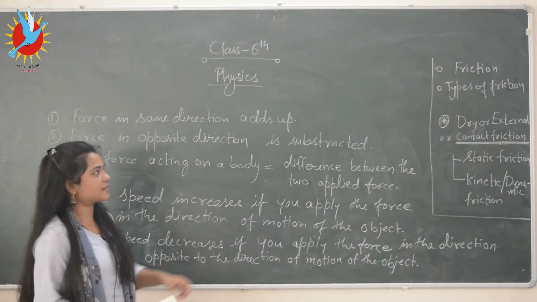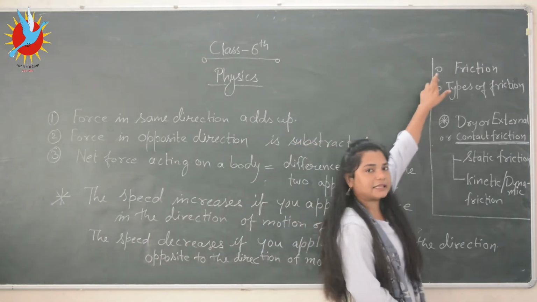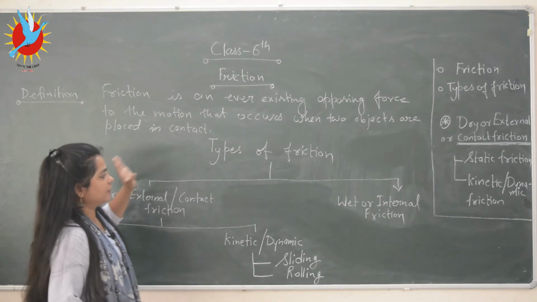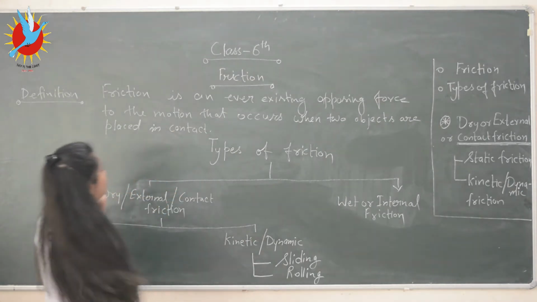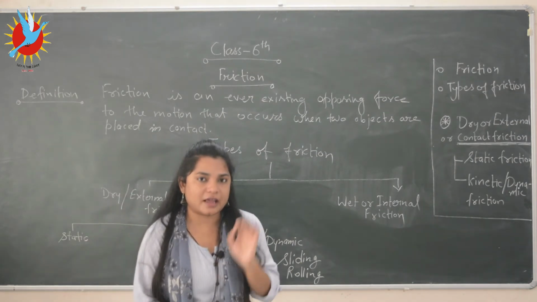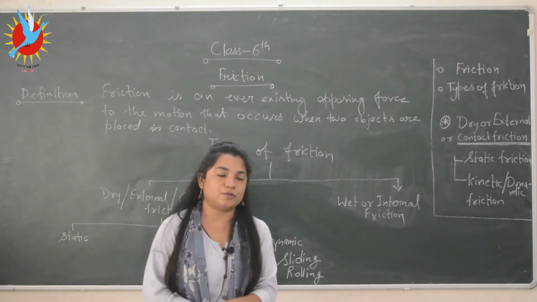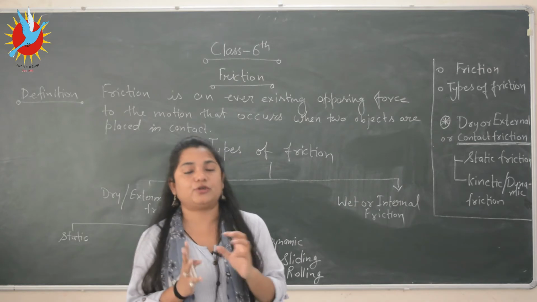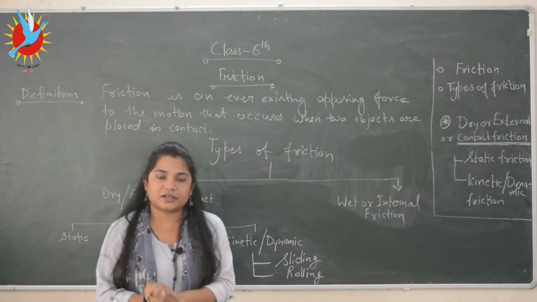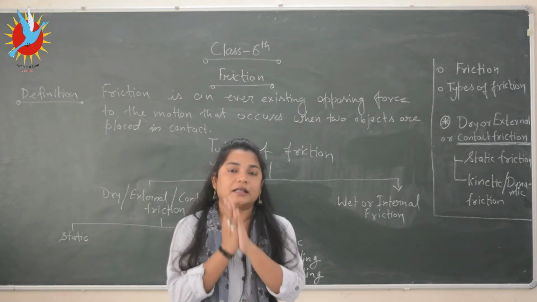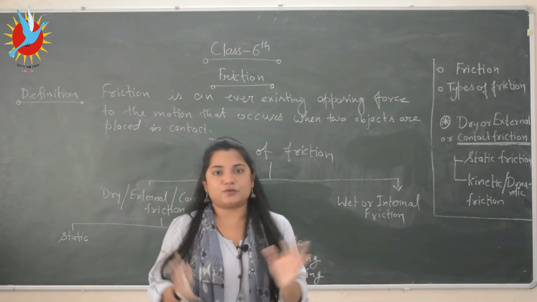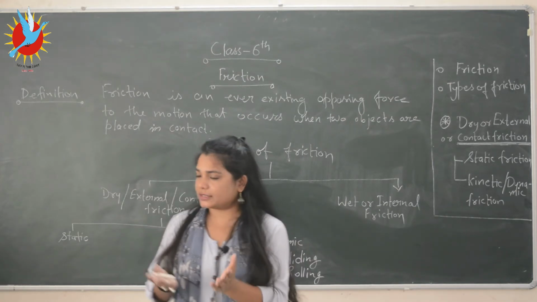Now we are going to discuss our first topic for today's class, and that is friction. I have already prepared the board for you so that it doesn't take so much time. So we need to discuss friction. Students, friction is an ever-existing opposing force to the motion that acts when two bodies are placed in contact. Or the other definition is, friction is an opposing force that acts when the two bodies are in relative motion with each other. Okay, now what is relative motion?